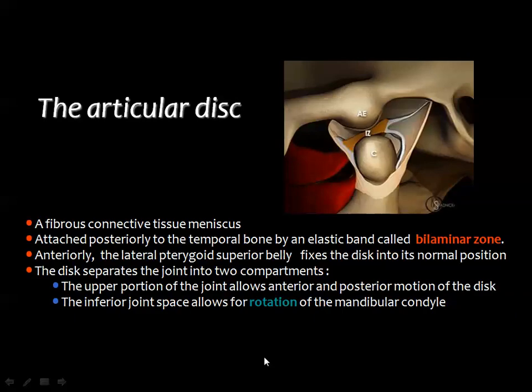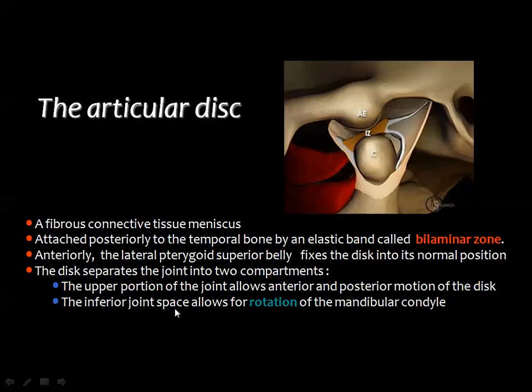This is the schematic appearance of the temporomandibular joint. This is the articular disc, and this is the anterior band, and this is the posterior band, and this is the intermediate zone. And here is the articular eminence of the temporal bone, and this is the articular fossa, and this is the mandibular condyle, the lateral pterygoid muscle, superior belly, and the inferior belly. And this is the joint capsule, and this band is the retrodiscal band.